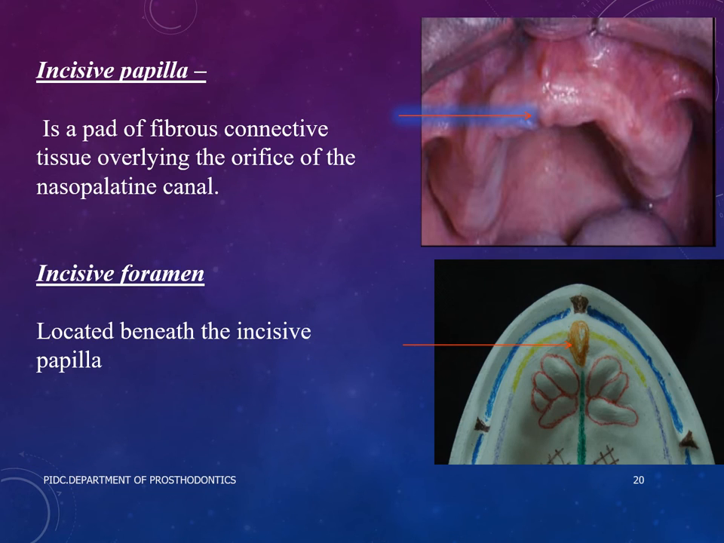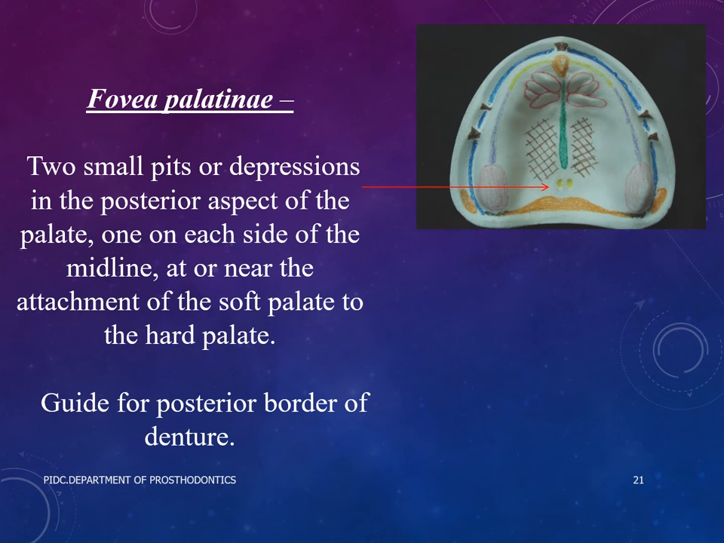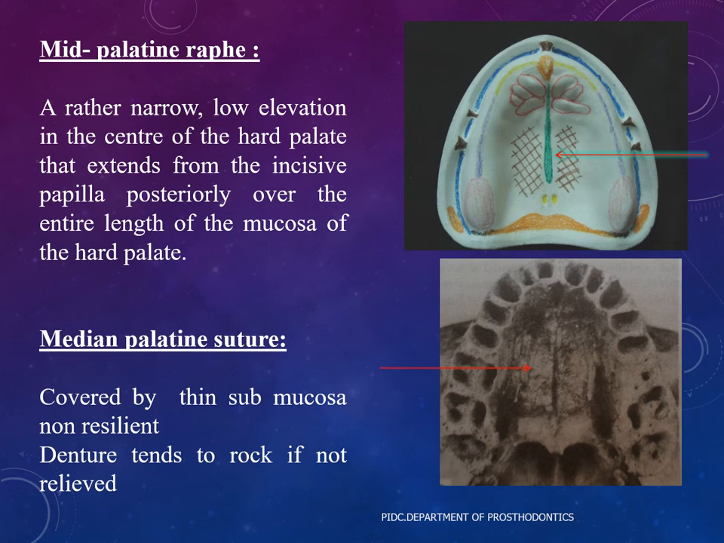Next, coming to your incisive papilla. The incisive papilla, as you can notice, is also fibrous connective tissue, and it has to be relieved in this area with the help of a spacer. Next, below the incisive papilla is your incisive foramen. In your painted casts, you can see that this area is your incisive papilla area. Next, coming to your fovea palatina. As I mentioned earlier, these are two small pits or depressions in the posterior aspect, and they also act as a guide for the posterior border of the denture. Next, your mid-palatine raphe.